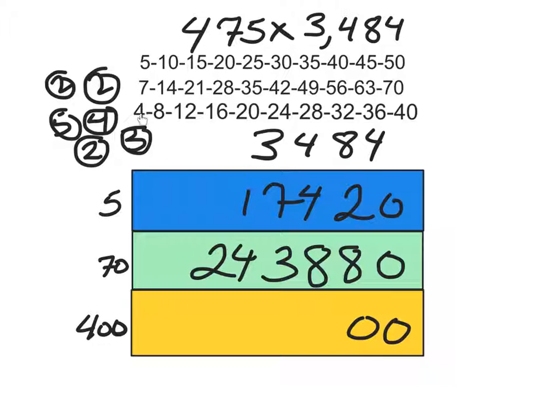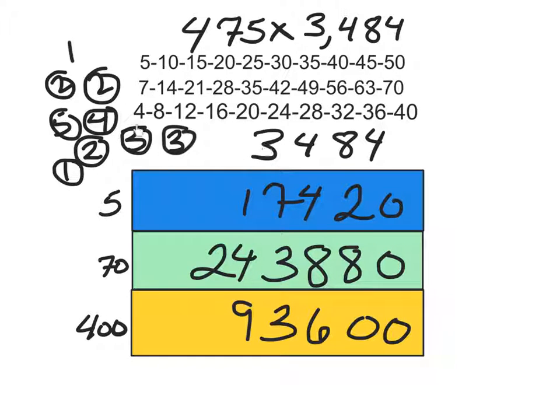4 times 4, 1, 2, 3, and 4 gives you 16. Drop that 6, carry that 1, and move along. 4 times 8, 1, 2, 3, 4, 5, 6, 7, and 8 gives you 32. Plus this 1 here will give you 33. Drop the 3, carry the 3, and move along. 4 times 4, 1, 2, 3, and 4 gives you 16. Plus this 3 here will give you 19. And drop the 9, carry the 1 right up there, and move along.